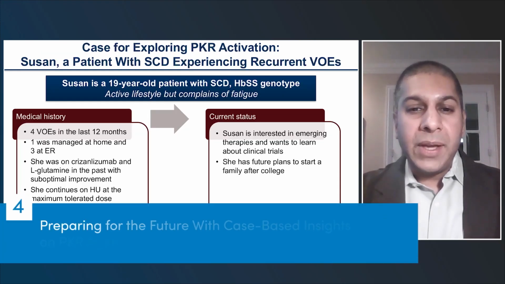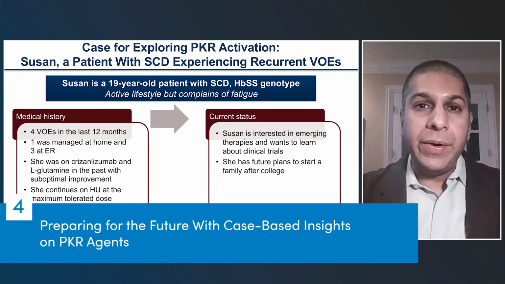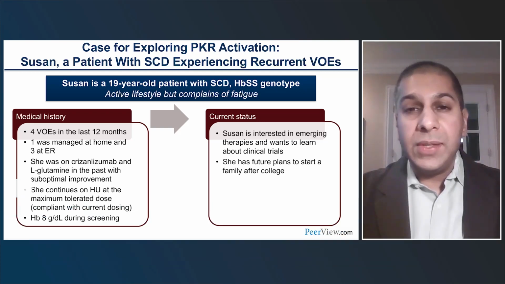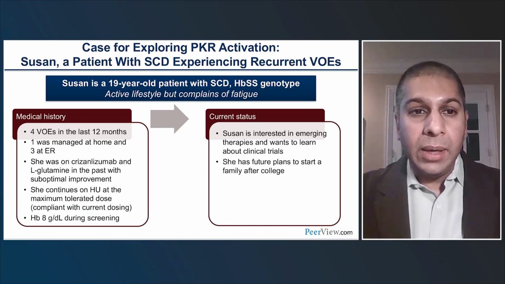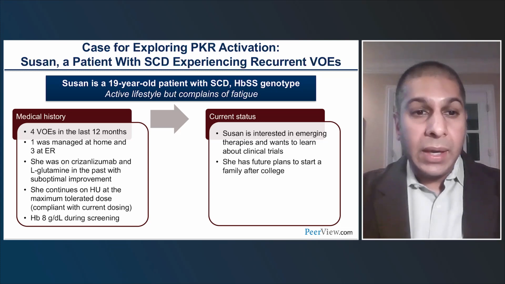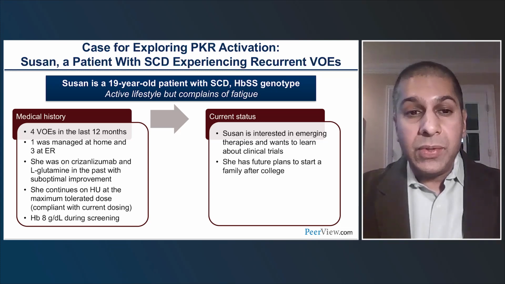Now let's explore the potential future role of PKR activators in sickle cell disease. Susan is a 19-year-old patient with SCD, hemoglobin SS genotype. She has an active lifestyle but has fatigue. She also still has frequent vaso-occlusive episodes, having 4 in the last 12 months, managing some of this in the emergency room. She's already tried crizanlizumab and L-glutamine to try to help reduce the rate of vaso-occlusive episodes, but hasn't noticed much improvement.